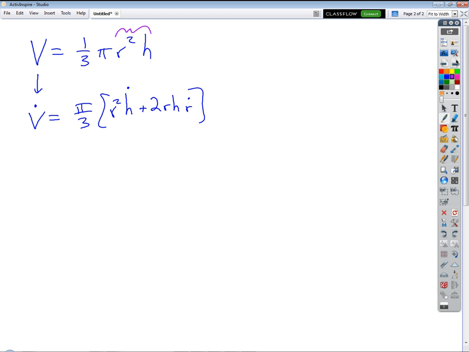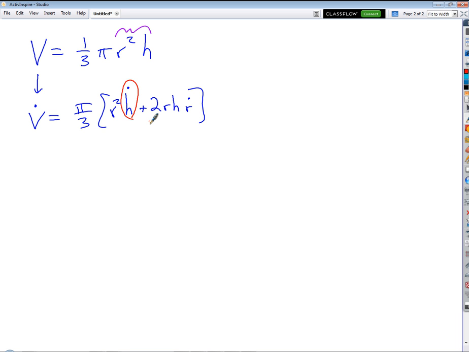So what do we do here then? We're trying to solve for H dot, right? We're going to have to do some substituting and maybe some isolating. But before we do this, let's look at this a little bit. When I solve for H dot, and we can do that, that's fine.